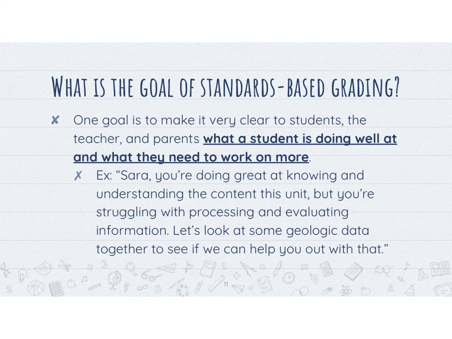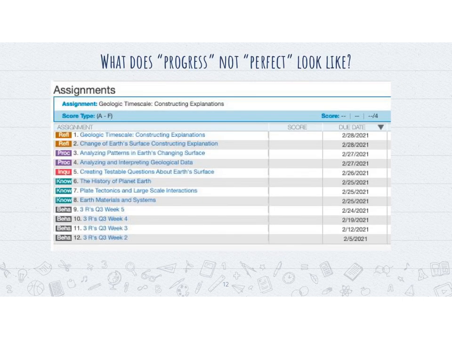So again, just changing the conversation from you need to redo this assignment to what are you doing well at and what do you need to work more on? So in PowerSchool, it's going to end up looking like this. You're going to have these assignments that are in there, and you are going to be getting a score for those, obviously. But we are really focusing on progress and not perfection with standards-based grading.